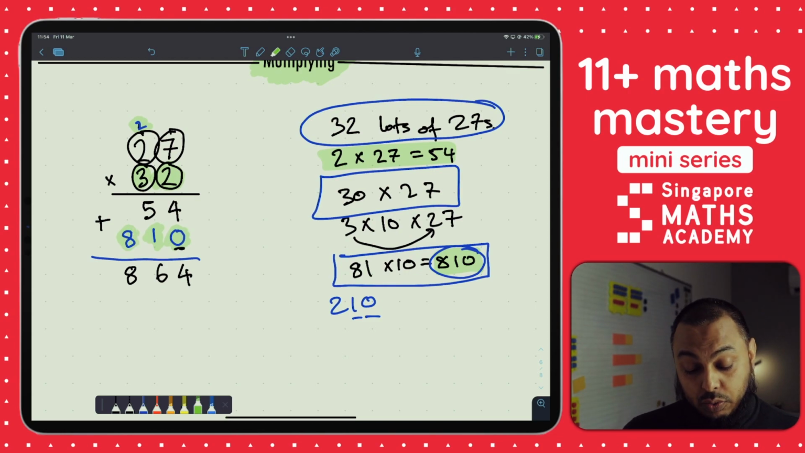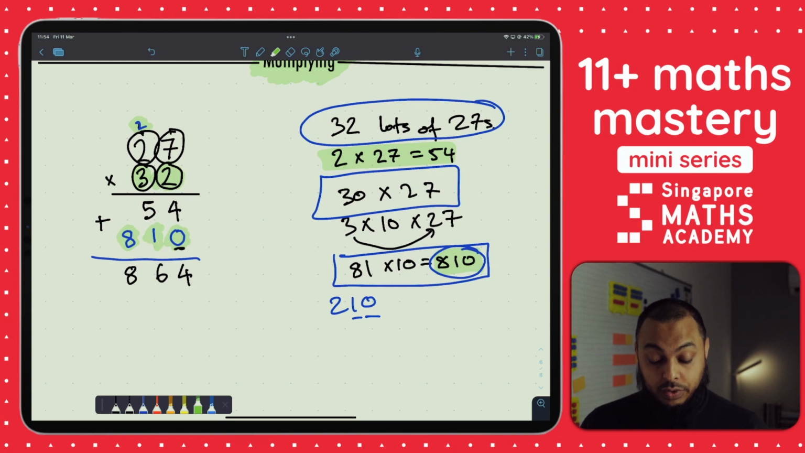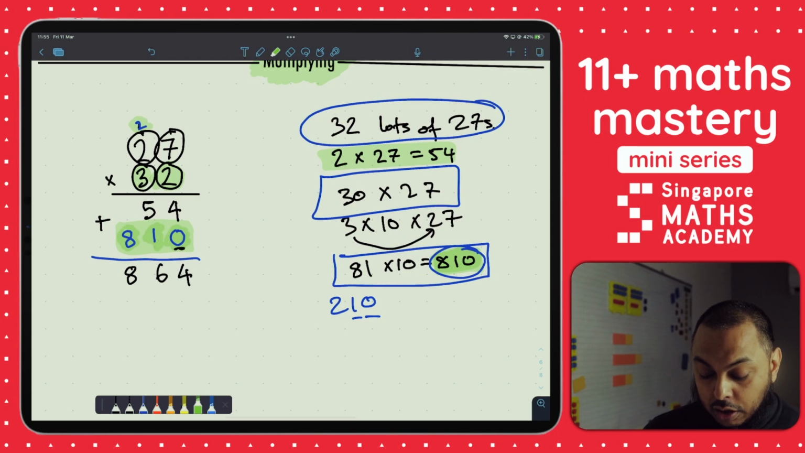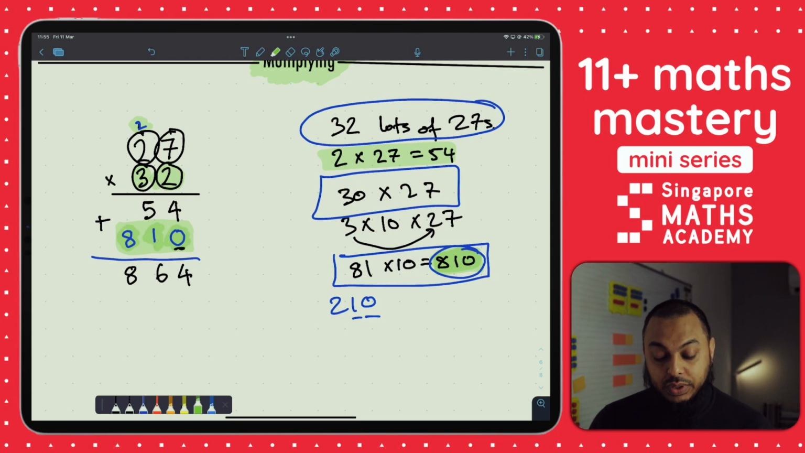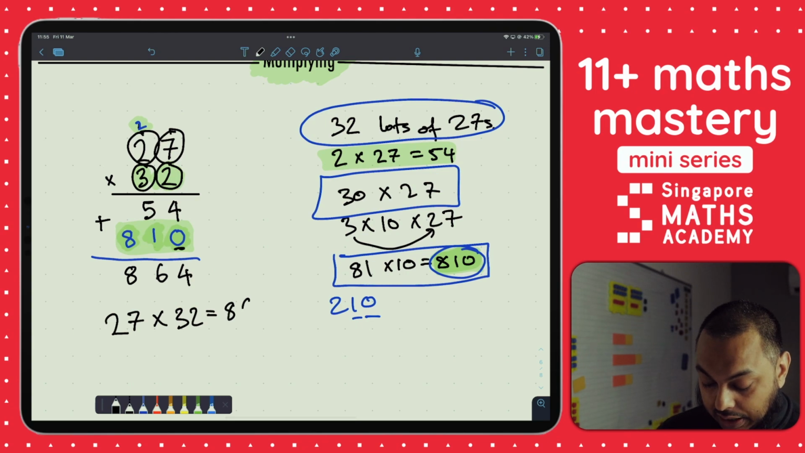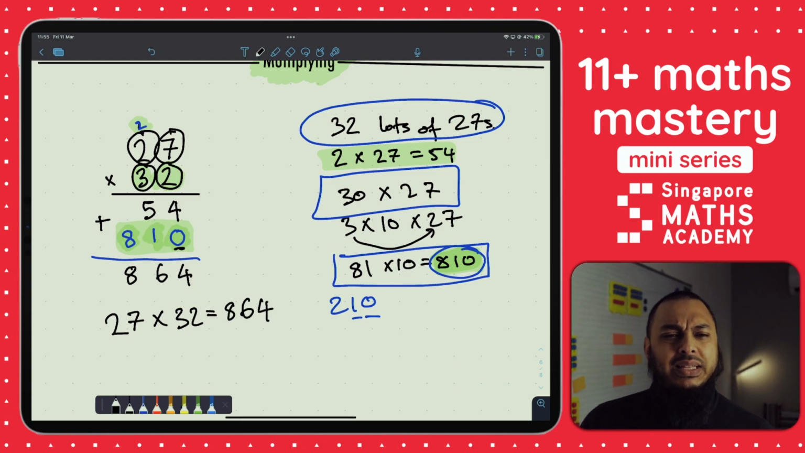And altogether, what we've just done is 30 times 27, which we worked out earlier, should give us 810 over here. And that's exactly what we've got here, 810. So we can add that 810 on to the 54, and we get a total of 864. So 27 times 32 equals 864. So does that make sense, class?